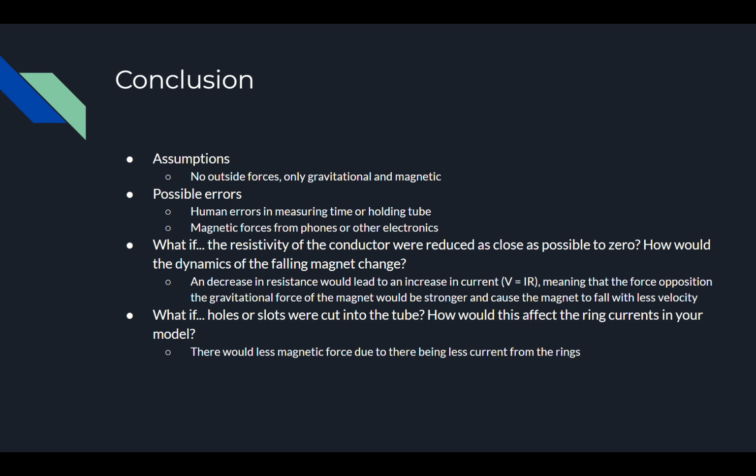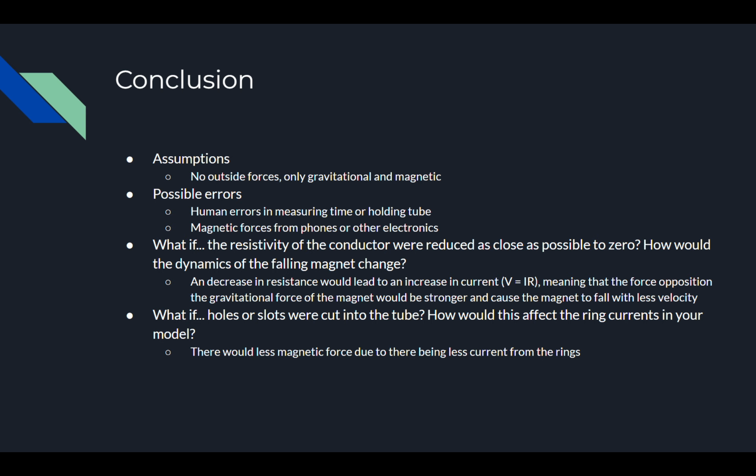To conclude, some assumptions I made was that there would be no outside forces other than the gravitational force on the magnet and the magnetic force caused by the aluminum tube. Some possible errors were human errors when measuring the time for the trials or holding the tube, maybe slightly at an angle. And then also there could have been magnetic forces from phones or other electronics.